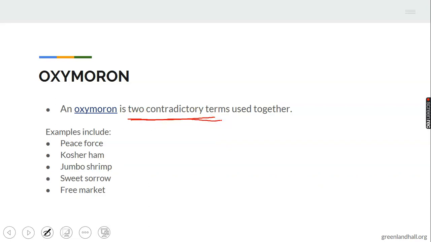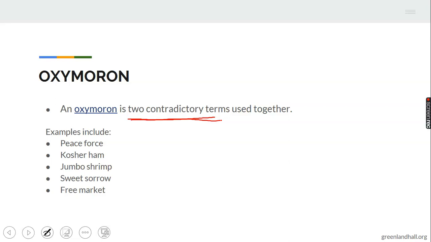You place two contradictory words side by side. When you have peace force, how can peace be forceful? But you're trying to pass a message. When you have sweet sorrow, how can sweet be sorrowful? How can something sorrowful be sweet? When you have free market, how can a market be free?